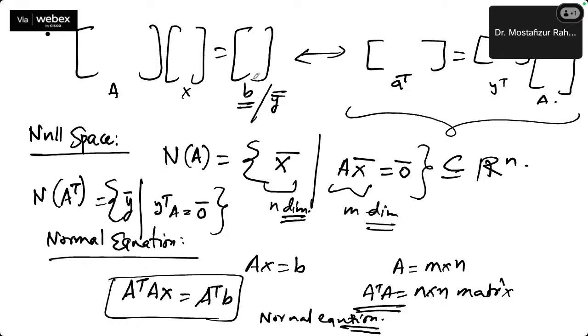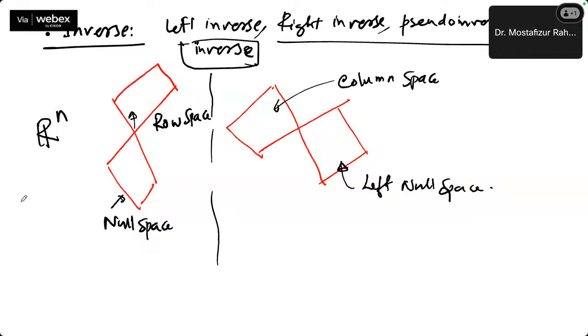So basically, whenever it is B, it's an M cross 1 vector, so it's an M-dimensional thing. And the solution you are getting, Y transpose, is basically an M-dimensional thing. So it's a subset of Rm. Okay, so that's the fourth fundamental subspace. I missed that. Thank you for reminding.